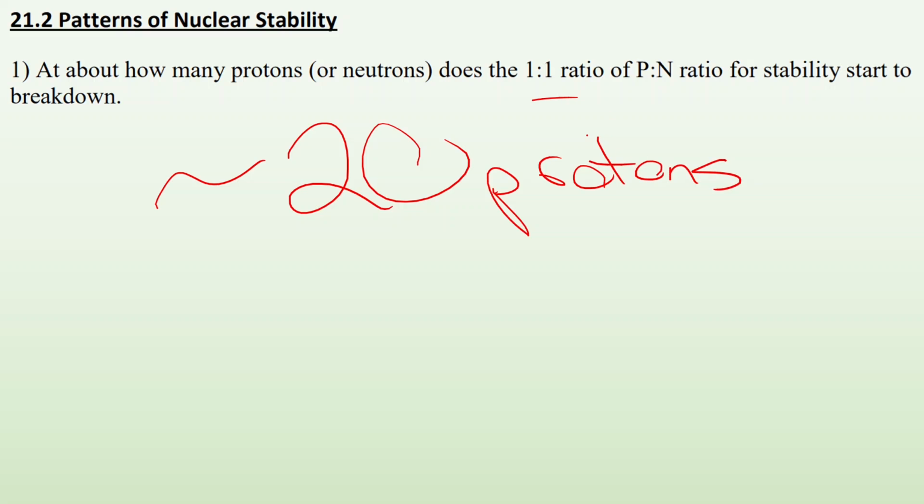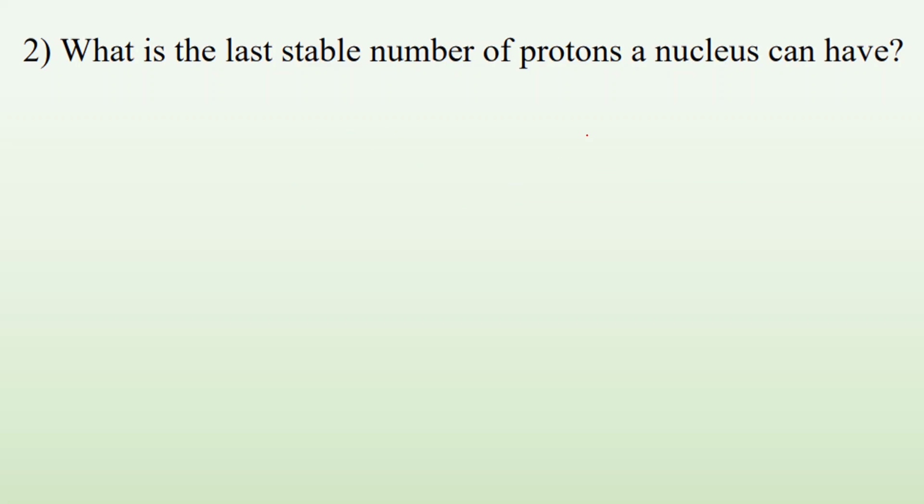All right. Number two. What is the last stable number of protons a nucleus can have? And it's 83. Anything over that is always going to be unstable. It's going to be radioactive if it's that big.